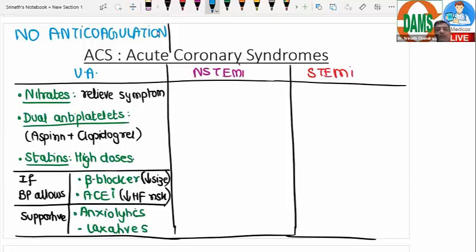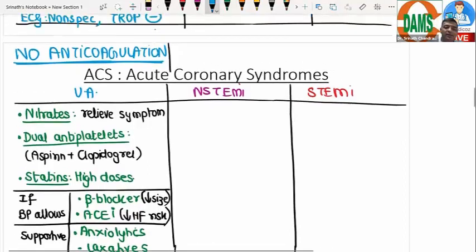Harshita, I'll show you the table. Just copy this and then we'll go back. There is no role of anticoagulation in this patient. Okay. So one by one, we are going to follow the patient. There is no role of anticoagulation. We are going to see.